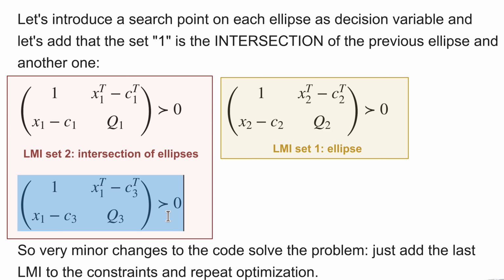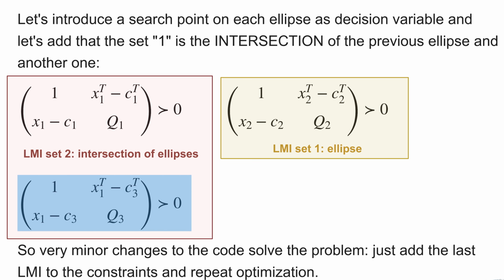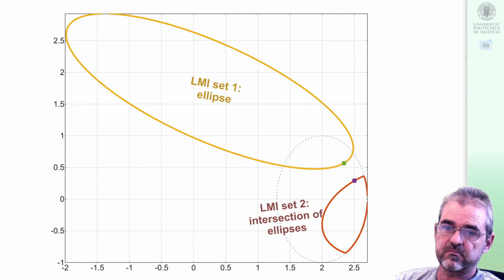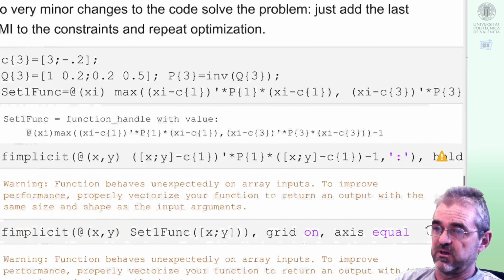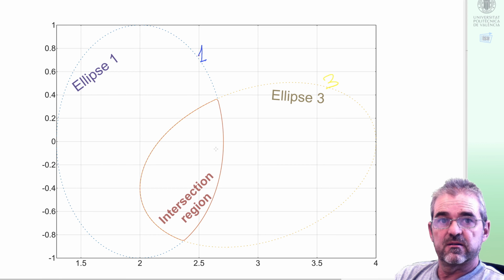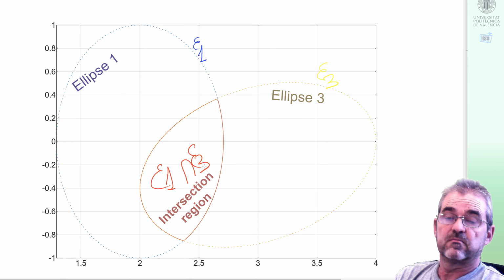Code seems more different because, okay, plotting commands will be different, but those are cosmetic changes. The only thing we need to do is to pose these three LMIs to say that x2 is in this ellipse and x1 is in the intersection of these two ellipses. x2 is the green cross here, x1 is the violet one here, and in particular the ellipses 1 and 3 are the blue and yellow there, and this is the intersection between ellipses 1 and 3.